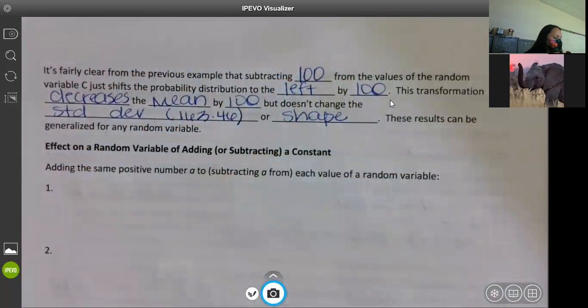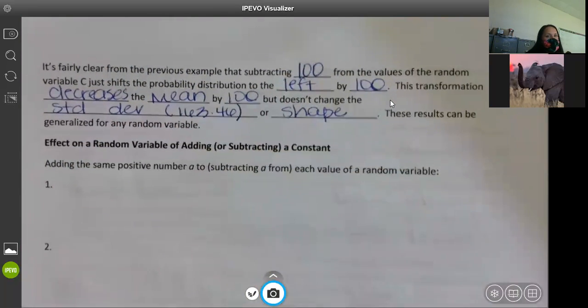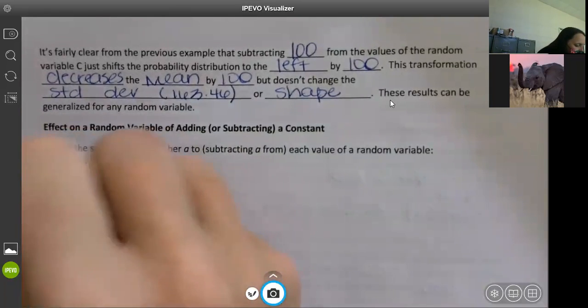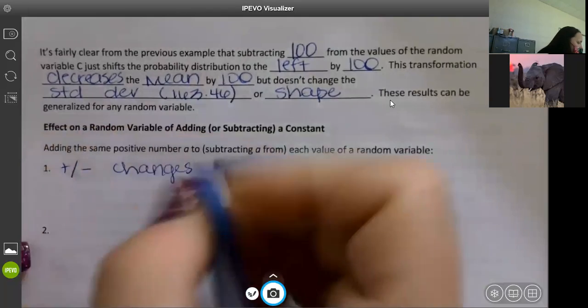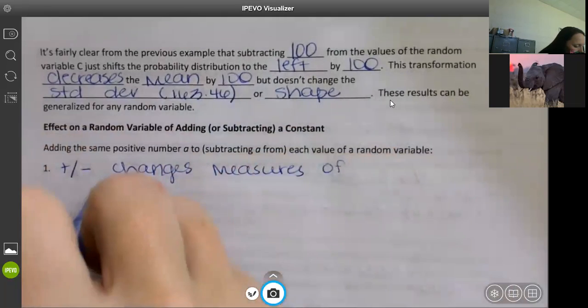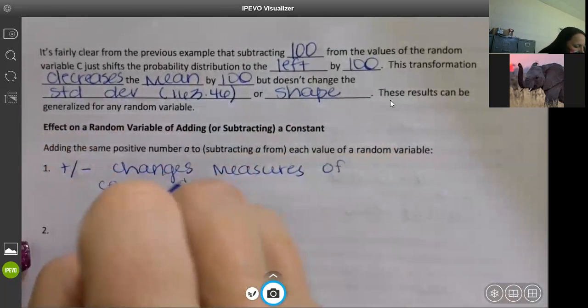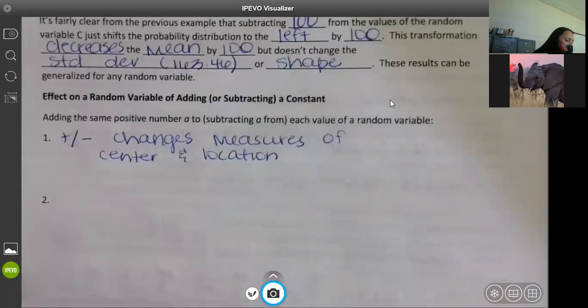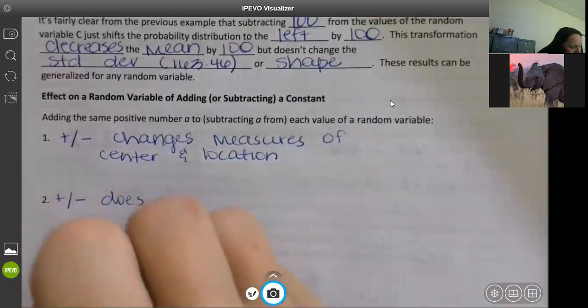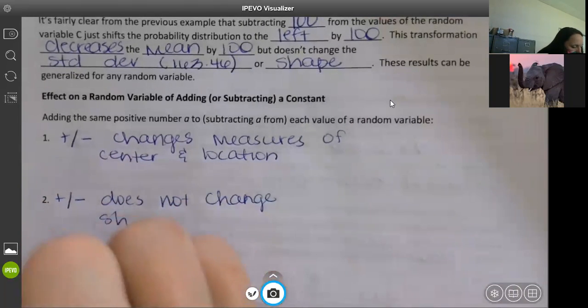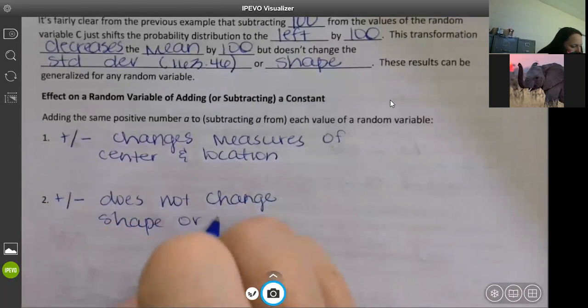The results can be generalized to any random variable. So what does adding do? What does it change? Measures of center and location. And then what does it not do? It does not change shape or measures of spread.